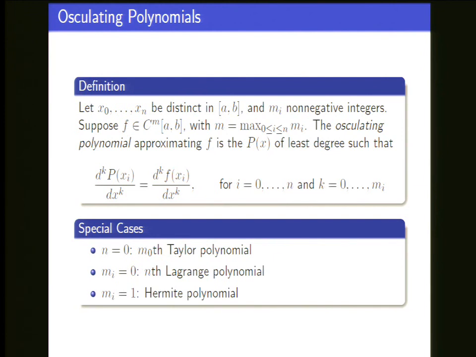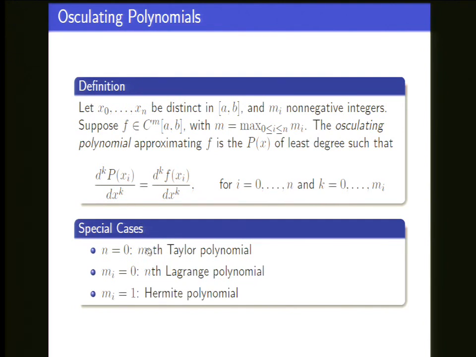So this leads halfway to Taylor, right? Lagrange, everything we've done so far fits polynomials through points. What if you now tell me you want to fit slopes as well? OK? So that's something you can do, and you can just count degrees of freedom and get it out. In general, you can fit as many derivatives as you want. And two extreme cases pop out.